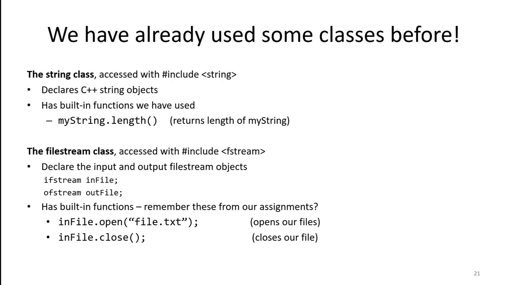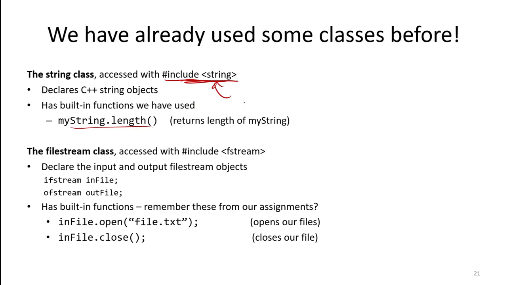So it turns out that we have already used some classes before. For example, the string class. When we use the include string header, we give ourselves the ability to declare string objects, and we get the ability to use built-in functions like length, also getline. Those are all important functions associated with the string class. And the include string header allows us to access the functions and ability to create string objects.